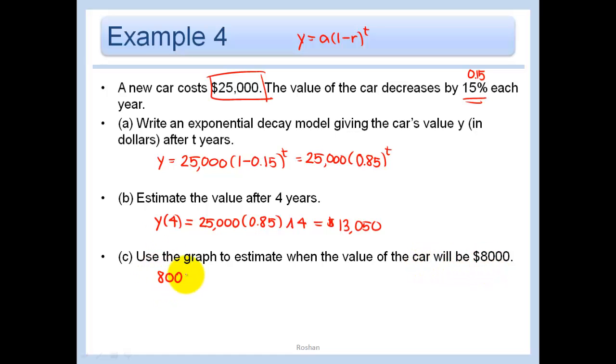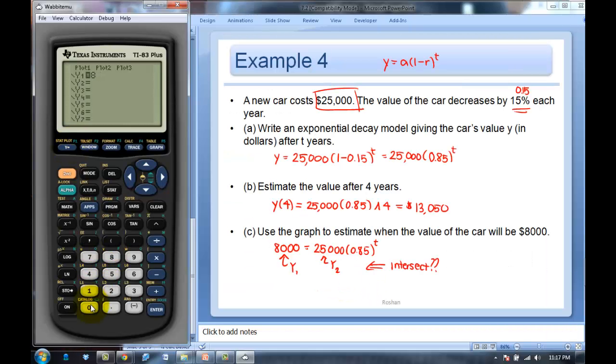Let's go to our calculator to estimate when the value of the car will be $8,000. So when will this equal 8,000? So basically, if I put this in y1 and I put this in y2, I want to know, when do they intersect? Go to your y equals. In y1, we're going to put 8,000. In y2, we're going to put 25,000 times 0.85 to the x power. Remember, you want to put an x all the time for your variable.